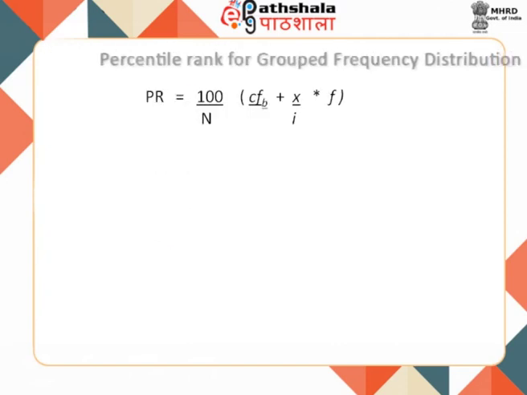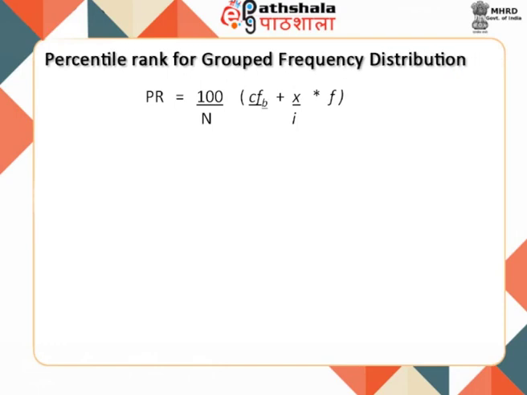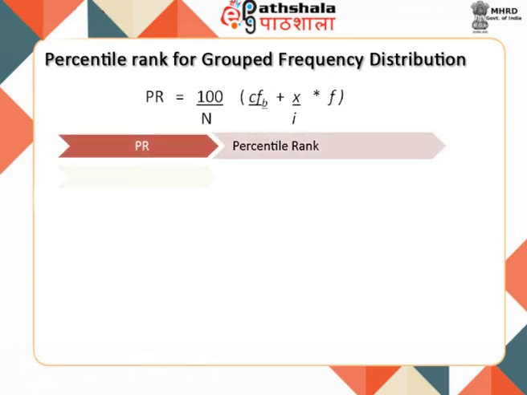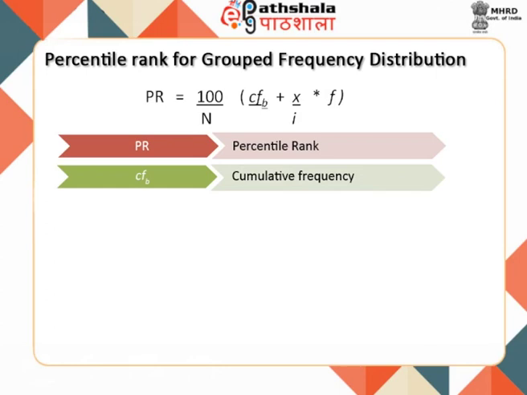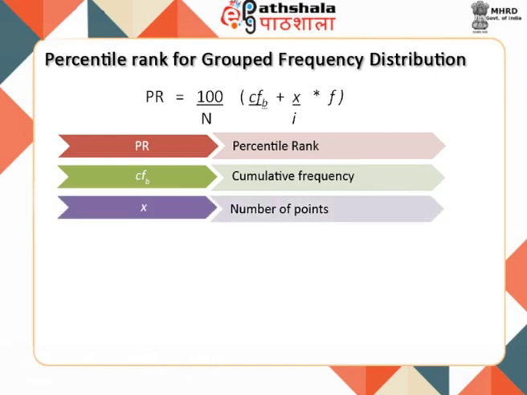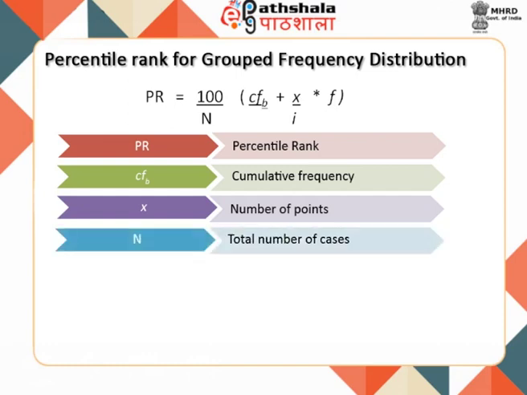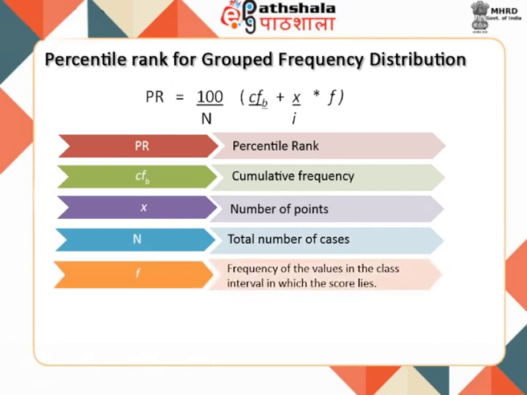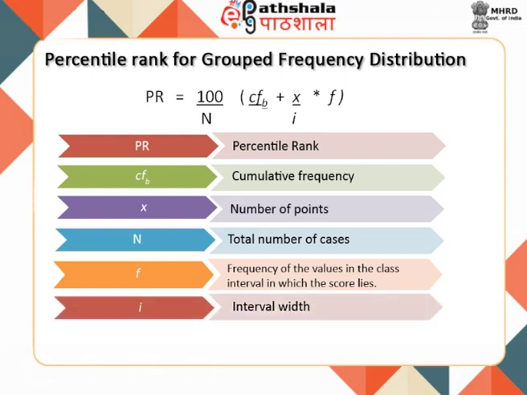The formula for calculating the percentile rank of a grouped frequency distribution is where PR is the percentile rank, CFB is the cumulative frequency of all the values below the class interval in which the score lies. X is the number of points required to be added to the exact value of the lower limit of the class interval in order to reach the score for which the PR is to be calculated. N is the total number of cases. F is the frequency of values in the class interval in which the score lies. And I is the interval width.